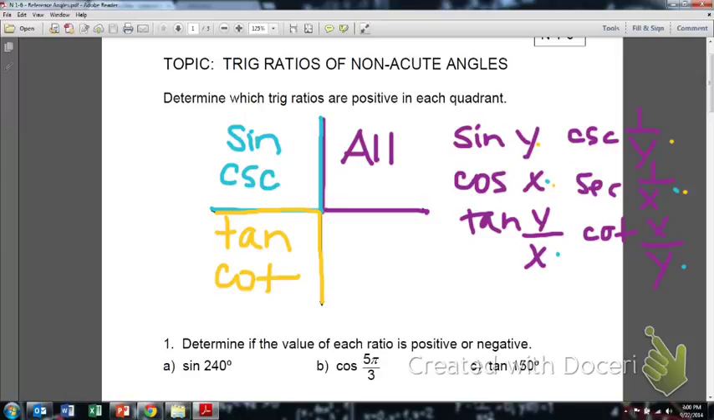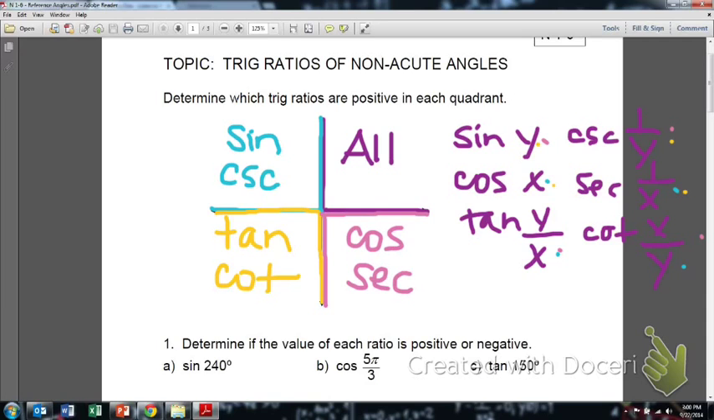And then the last quadrant, quadrant 4, you have a positive x but a negative y. So anything that has y in it will be negative. So that means sine, cosecant, tangent, cotangent will all be negative, but cosine and secant will be positive.